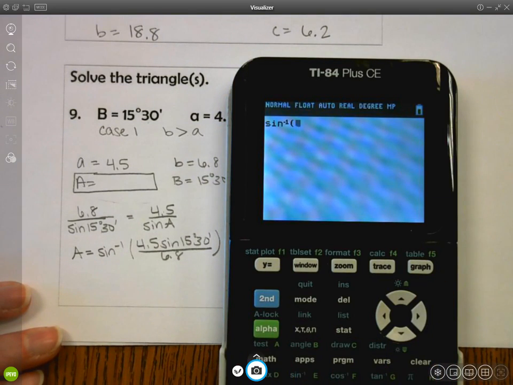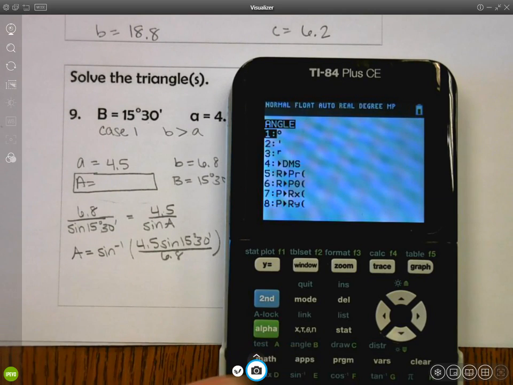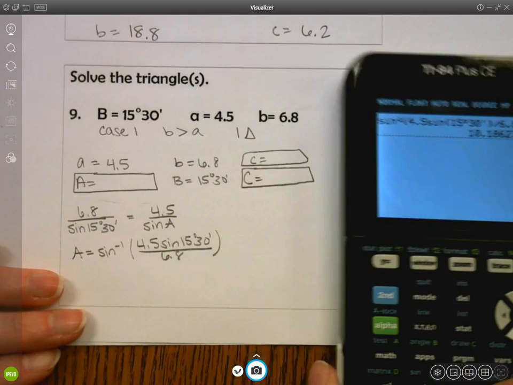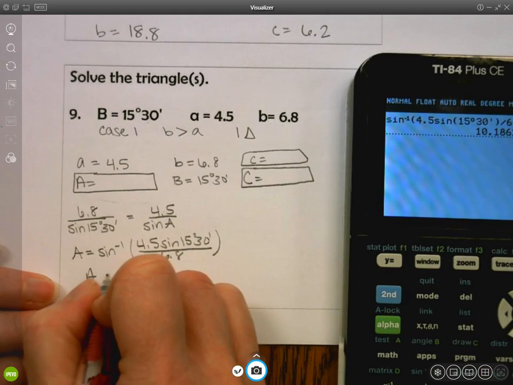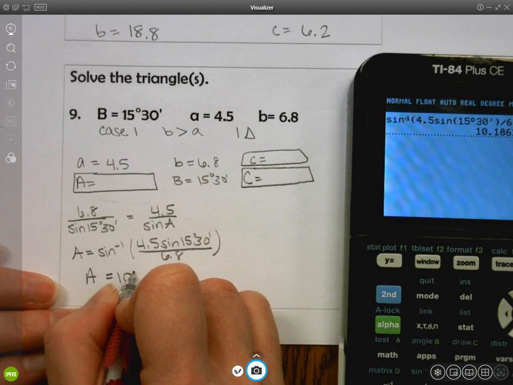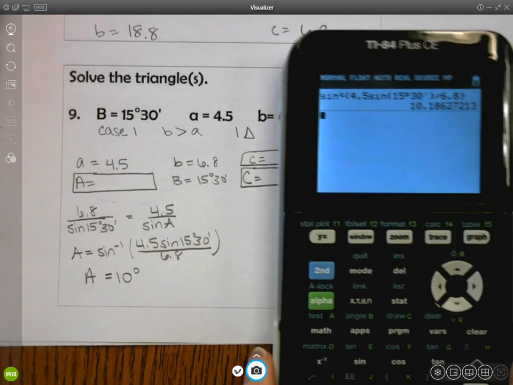second sine, 4.5 sine, 15. If you go here, but do second app so that you get the angle menu, you can choose the angle symbol, and then 30, and go back and choose the minute symbol, then divide by 6.8, and we got 10.2. These are some tiny little angles. Alright, so 10.2. Well, they gave us minutes and degrees, so we should probably do the same thing.